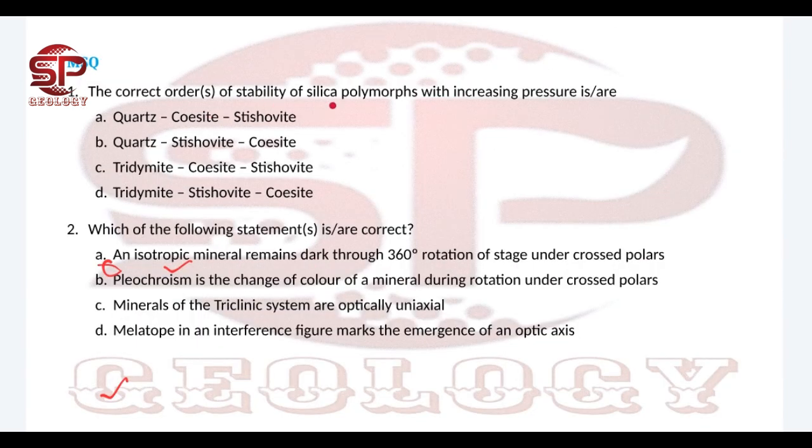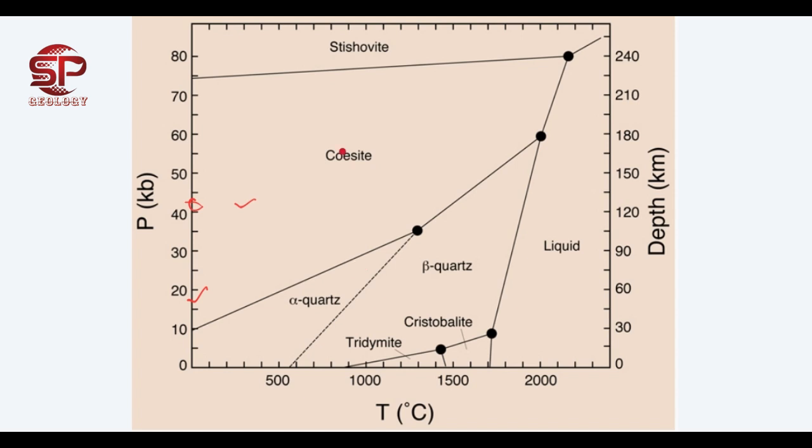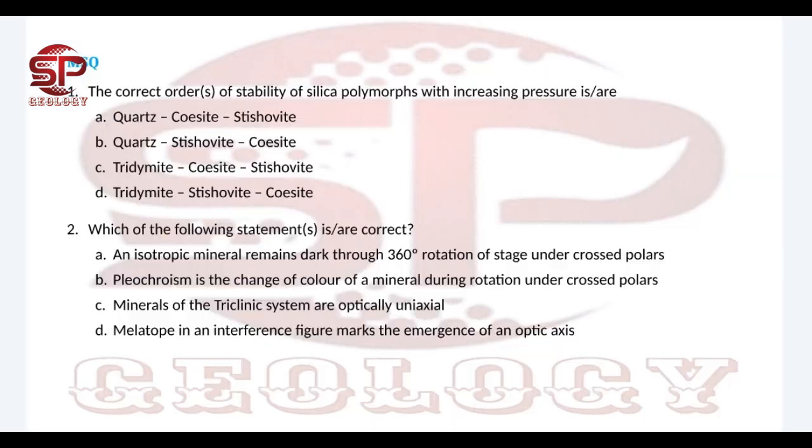What is the correct order of stability of silica polymorphs with increasing pressure? If we increase the pressure, what will be the correct order of the silica polymorphs? It is an MSQ question. Quartz, coesite, stishovite. In this silica polymorphs diagram, these are the high-pressure varieties. After quartz you will get coesite and stishovite, so this option will be correct.